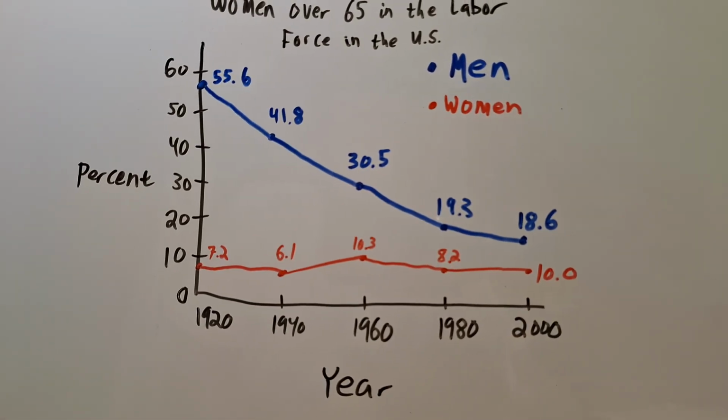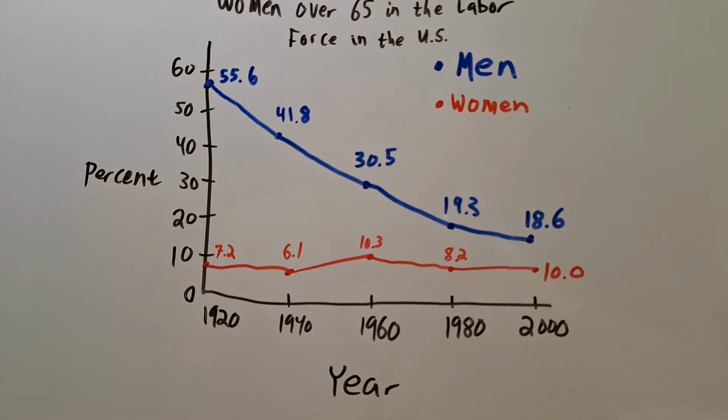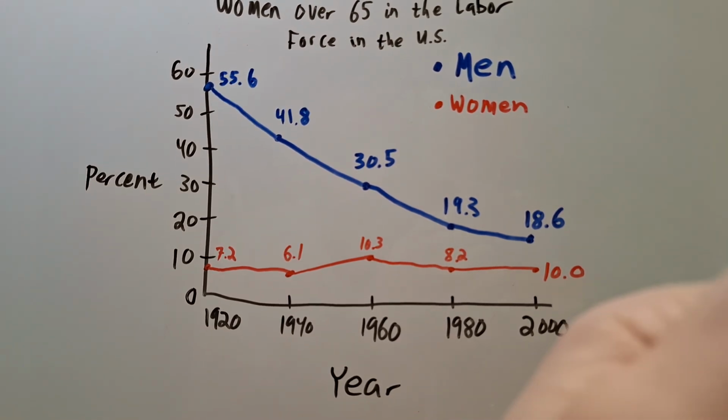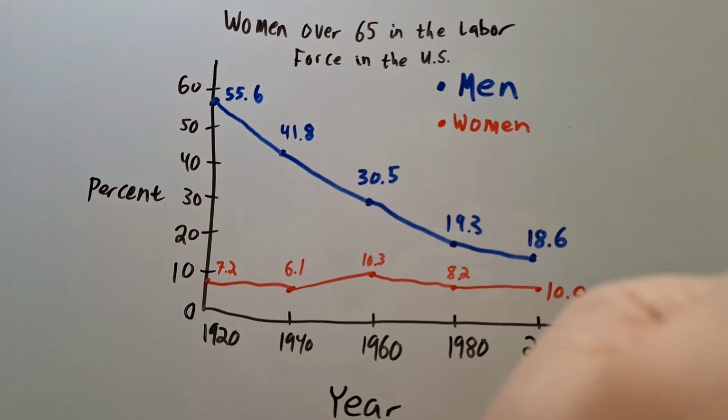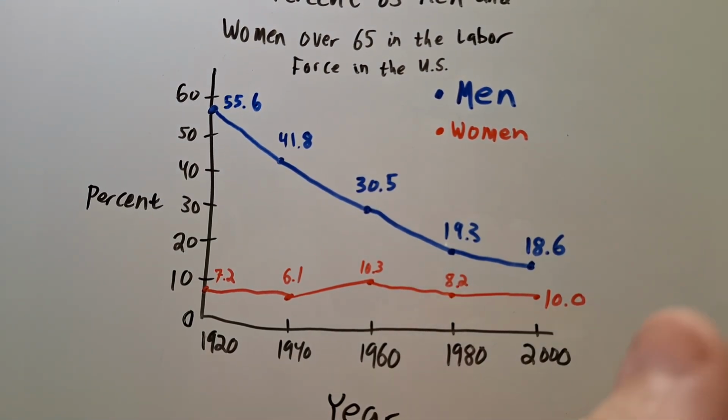Here's the other graph that we had in the last video. This is men and women over 65 in the labor force in the US. And this is from the years 1920 until the year 2000.